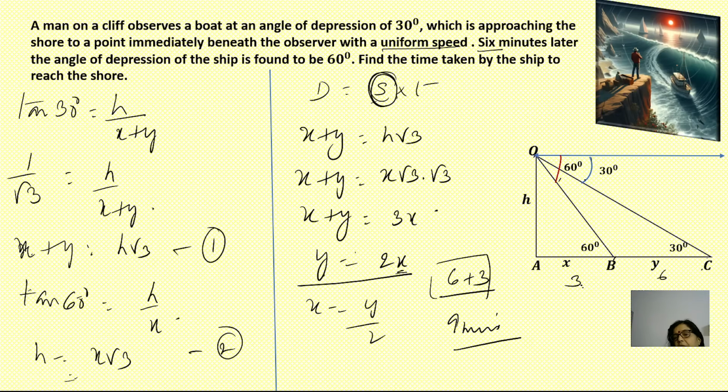So sometimes you are asked how much time he takes to come from this point to this point, and sometimes the total time taken to reach the point A, the bottom of the cliff, the shore. So both questions are asked here. Find the time taken by the ship to reach the shore. That means from this position to this position, what is the time taken? And if the question says find the time taken by the ship to reach the shore from this position after which the angle changes, something like that is mentioned, in that case it will only be 3 minutes. So you need to understand the words of the question carefully.